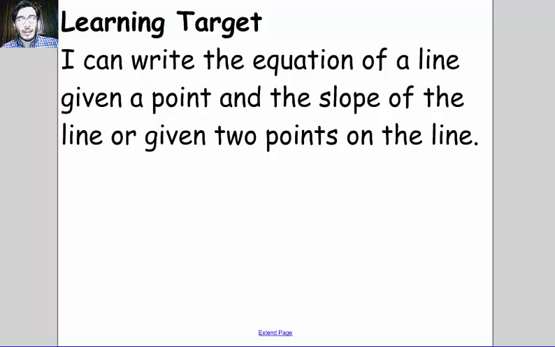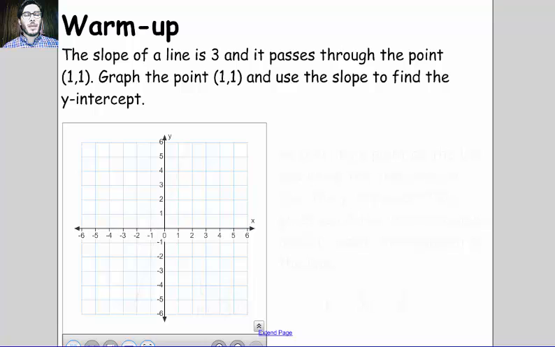It's Mr. Estrada here, and our learning target says I can write the equation of a line given a point and the slope of the line, or given 2 points on the line. Let's begin with this warm-up. It says the slope of a line is 3 and it passes through the point (1, 1). Graph the point (1, 1) and use the slope to find the y-intercept.